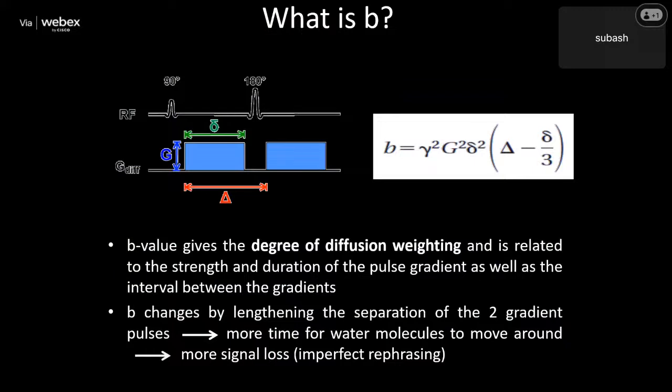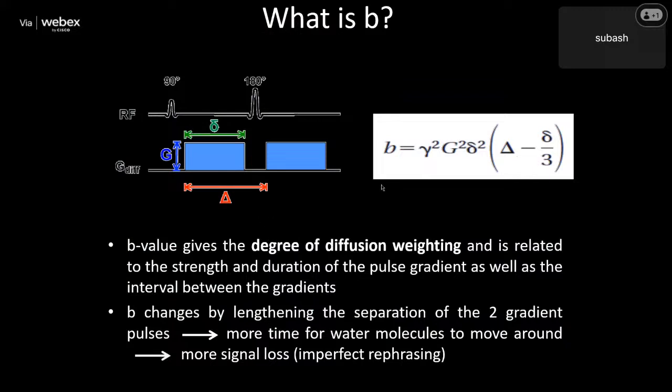We call this a diffusion sensitizing factor. The b factor is the gradient sensitivity factor, and it depends on several parameters. You can see gamma squared, where gamma is the gyromagnetic ratio, G is the gradient field strength applied, and delta is the time of the gradient pulse, for how long this pulse was on. And the small delta is the time duration between the first gradient pulse and the second pulse.